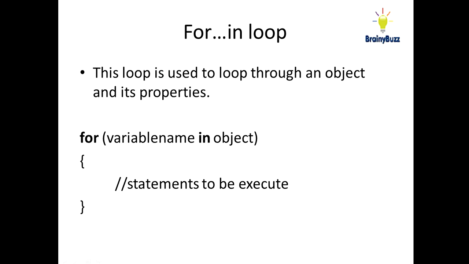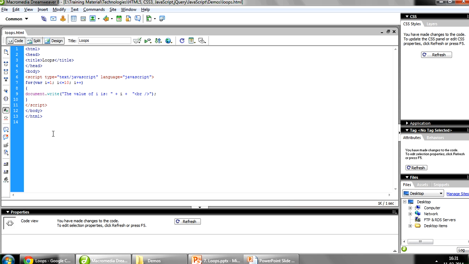Another loop we have is the for in loop. For in loop is basically used to loop through an object and its properties. Like somewhere we have a record, like we have the person details. So we want to print the details of the person. So let's see a demo for it.